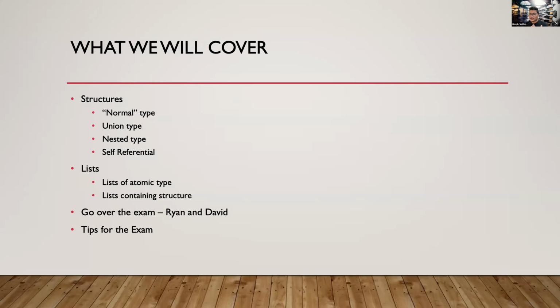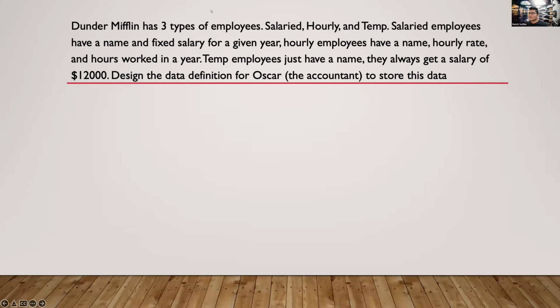Cool. So the first problem we're going to deal with is the Dunder Mifflin accounting problem. In this, we're going to cover normal data structures and union type data structures. So let's look at the question in front of us.